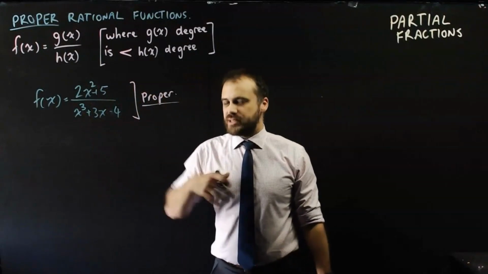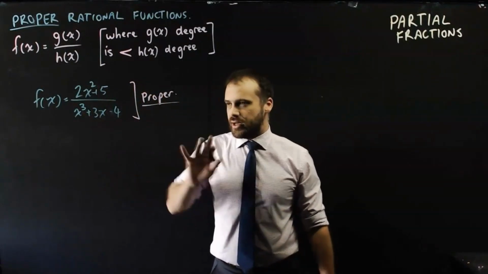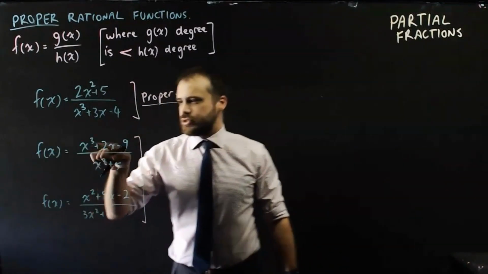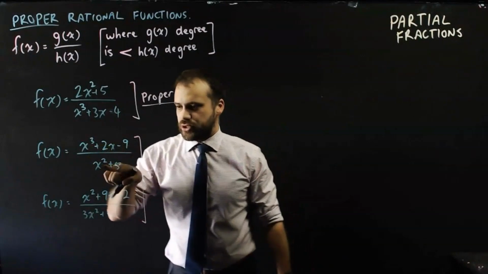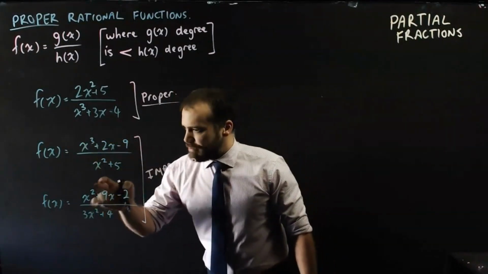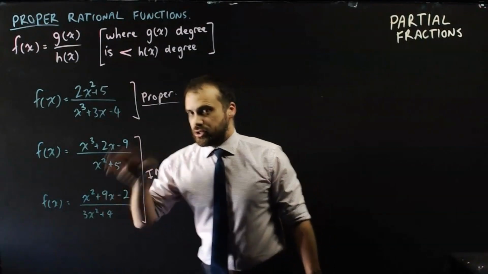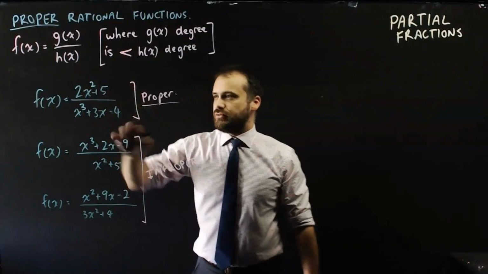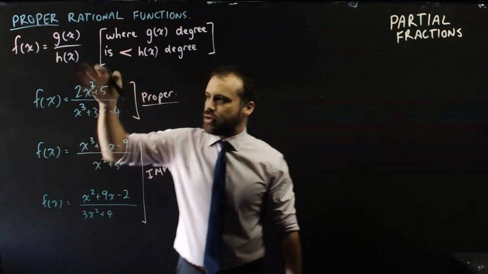Of course, you can probably guess there's improper ones as well. Let's look at them. These are improper. You can see this is improper because degree 3 on the top, degree 2 on the bottom. But this is also improper because they both have the same degree. So we're only interested for the moment in proper ones, and proper rational functions have a lower degree on the top than on the bottom.